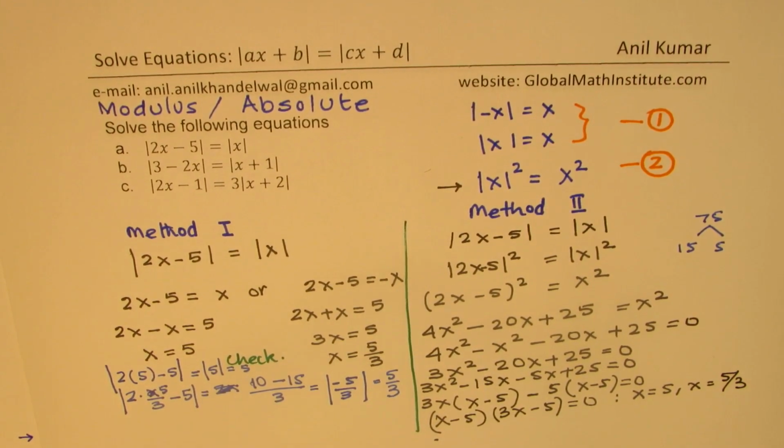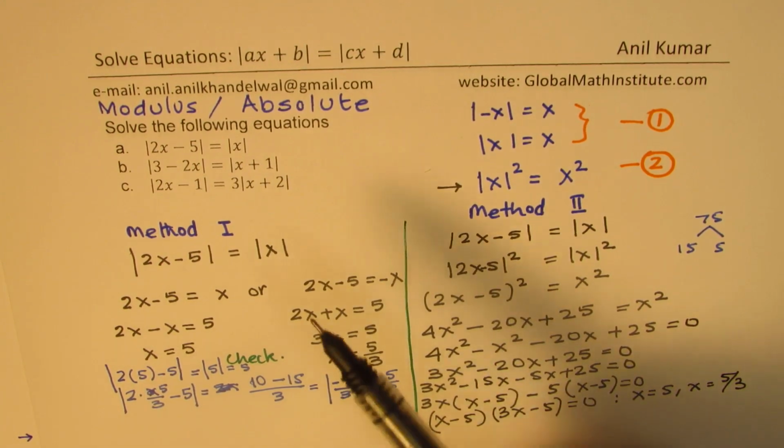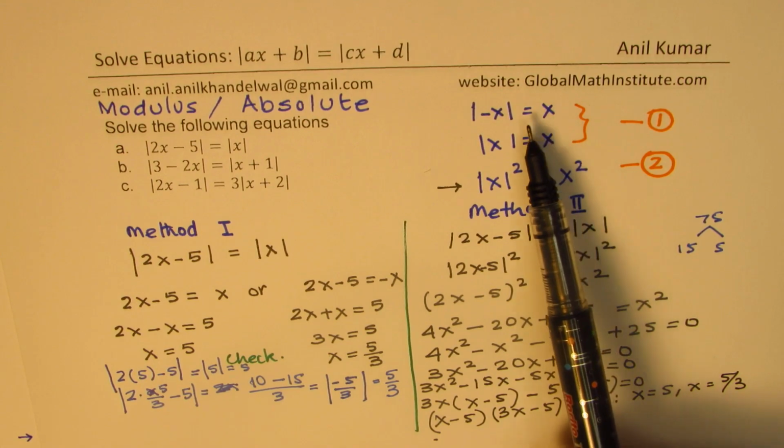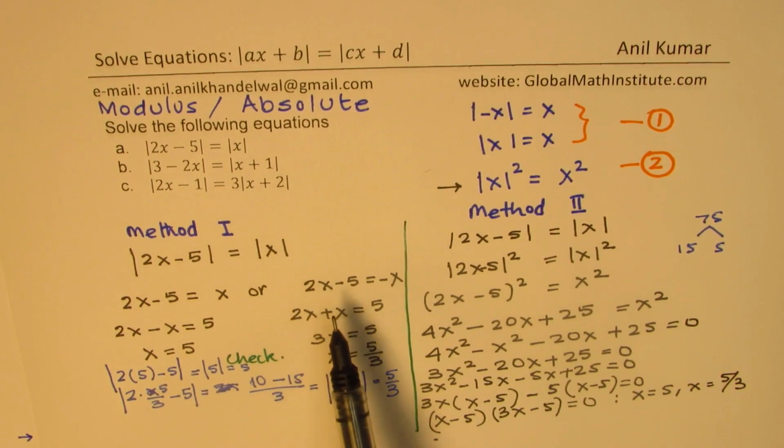Is that clear to you? So that is how we can actually solve any equation as given here by two methods. So the first one, as we discussed here, you just solve it like a linear equation, but take plus and minus value.